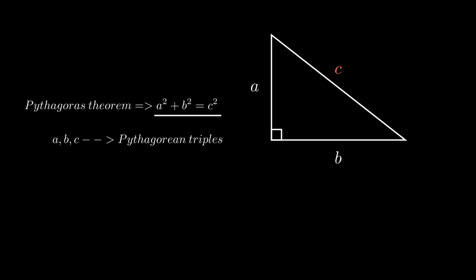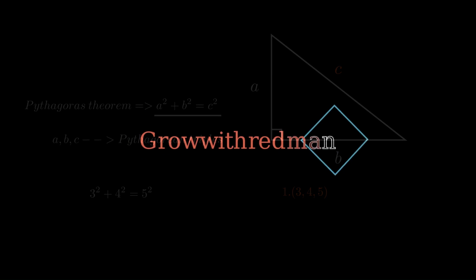The first thing that might pop into your head is 3 squared plus 4 squared equals 5 squared. And if you do the math, 3 squared plus 4 squared equals 5 squared is a true statement, which means we have found our first Pythagorean triple, 3, 4, 5. What if I want to find more Pythagorean triples?